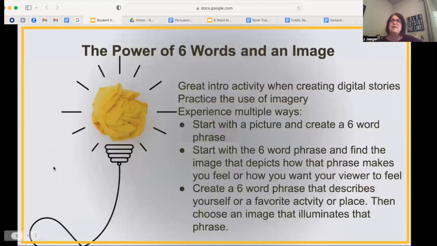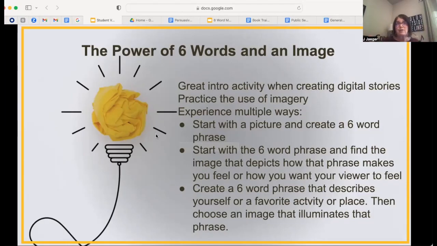So one of the activities that I love to start my year out with is the power of 6 words in an image. And we call this the 6 word memoir, the 6 word story. But what you're going to get is a template, a little slide deck that has these 3 activities we're going to talk about. So you can go ahead, make your own copy of it, and use it at your ready. It's a great intro activity. You can experience it in multiple ways. For example, we could start with a picture and then create a 6 word phrase that makes a statement with that picture. Think of a poster that you see and they've got a phrase or a statement that goes with a picture. The marriage of the two creates that feeling.